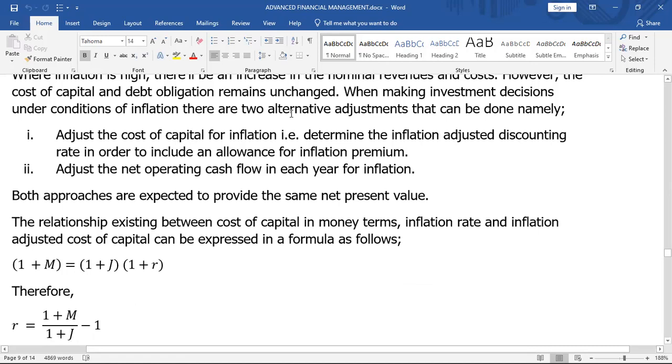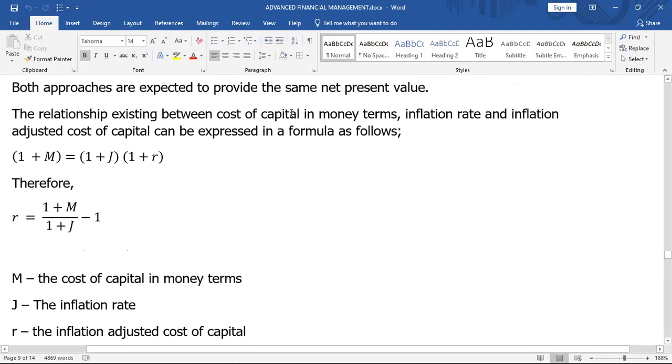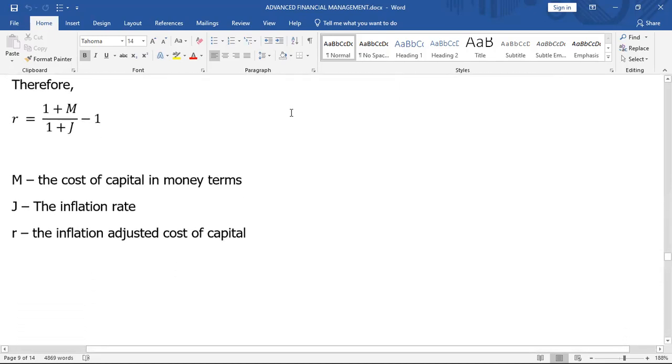The relationship between the cost of capital in money terms, inflation rate, and inflation adjusted cost of capital can be expressed in the formula you are able to see there. R is equal to (1 plus M) divided by (1 plus J) minus 1, where M is the cost of capital in money terms, J is the inflation rate, R is the inflation adjusted cost of capital. Very simple.